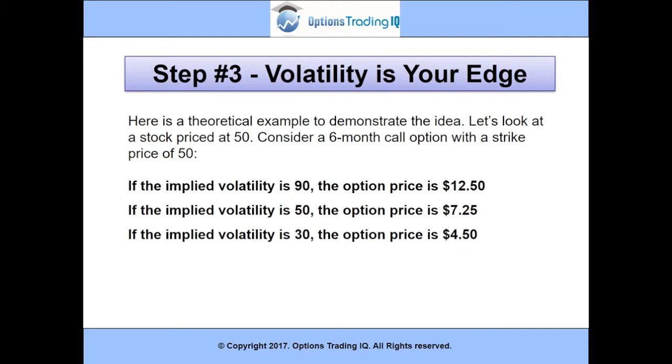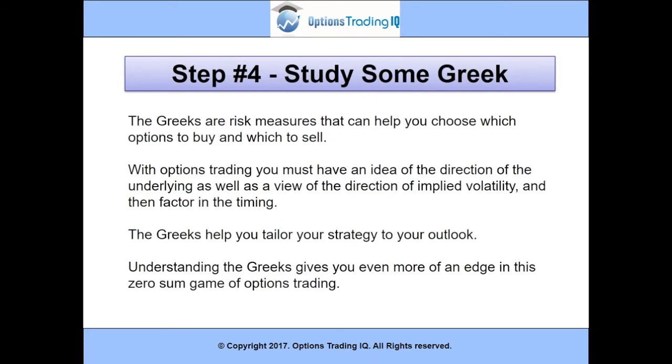So we want to be buying the option when implied volatility is at 30. We want to be selling the option when implied volatility is at 90. So that's a basic example of how prices of options might change depending on the different level of volatility. Okay, so we're going to go over volatility in much more detail, but for now let's move on to step number 4, which is studying some Greek.